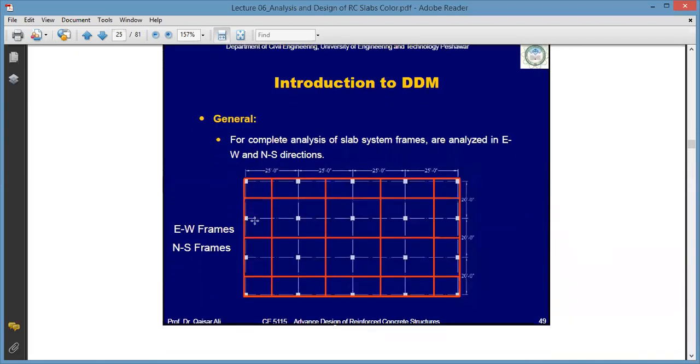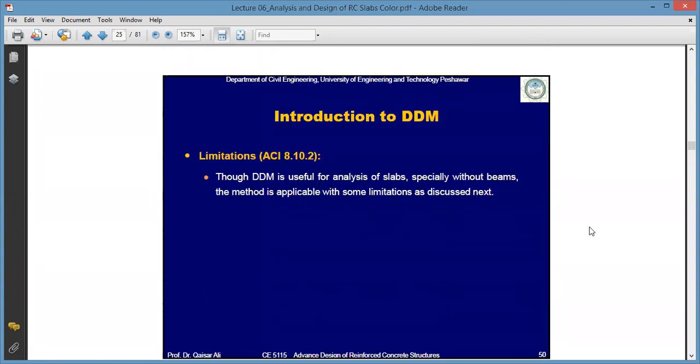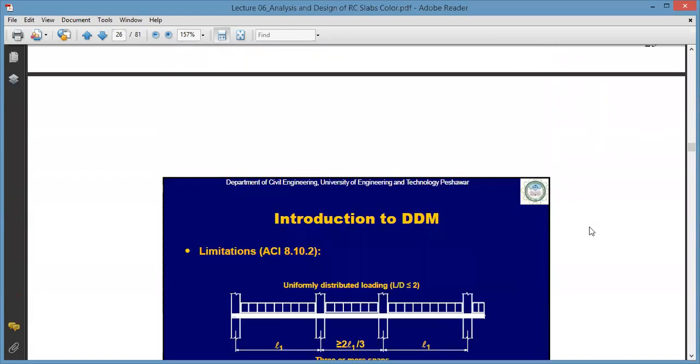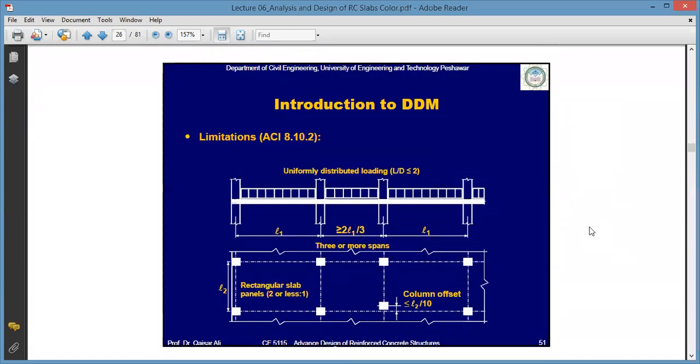For the vertical, you have to draw vertical lines, or you can also call them north-south lines, and east-west lines for the horizontal. So in both directions, you have to divide your slab into parts, and each part will be called a frame. And again, there will be exterior frames and interior frames in both directions. Now, this method as per ACI is applicable under certain limitations.